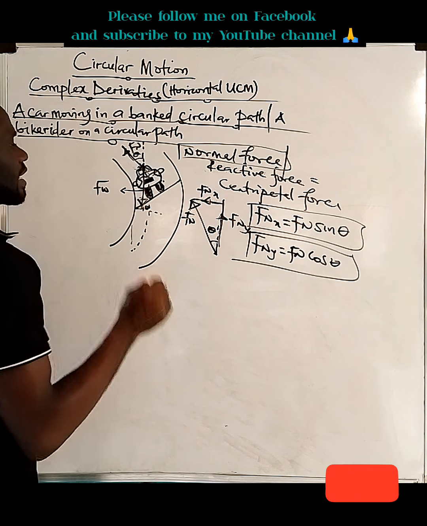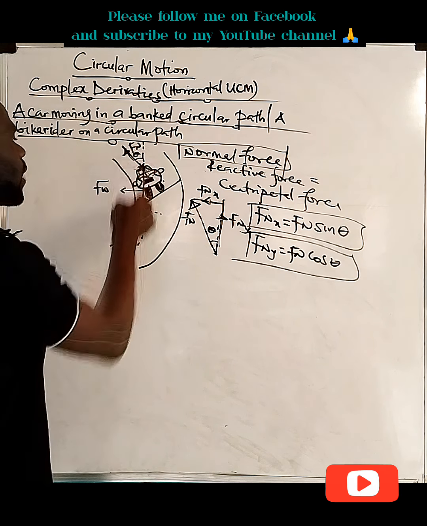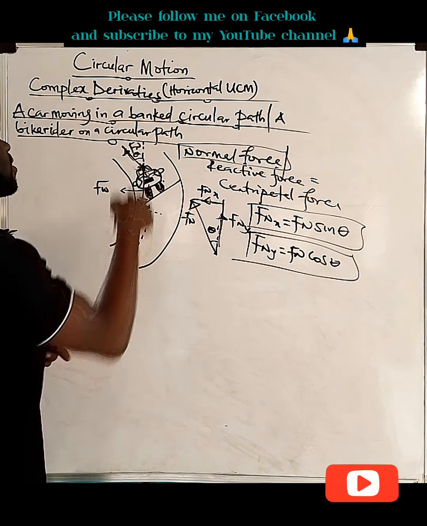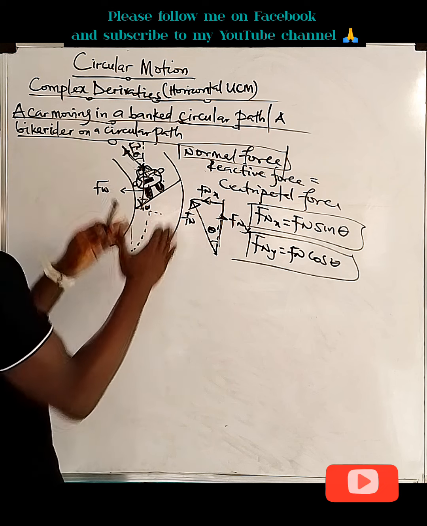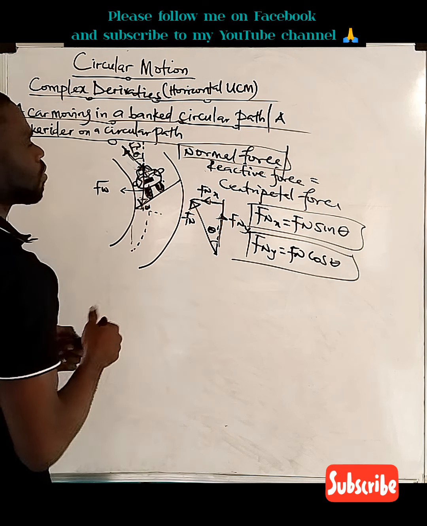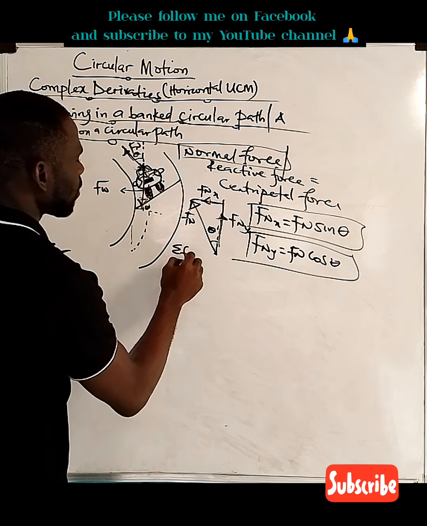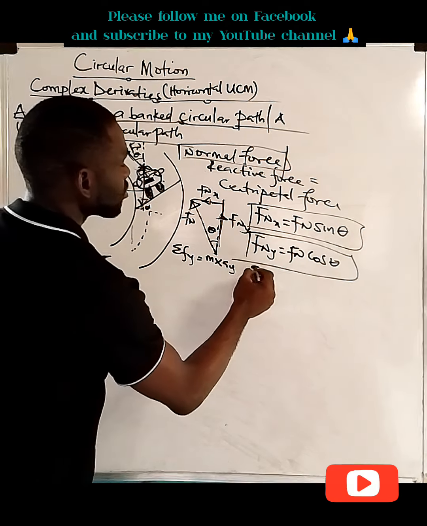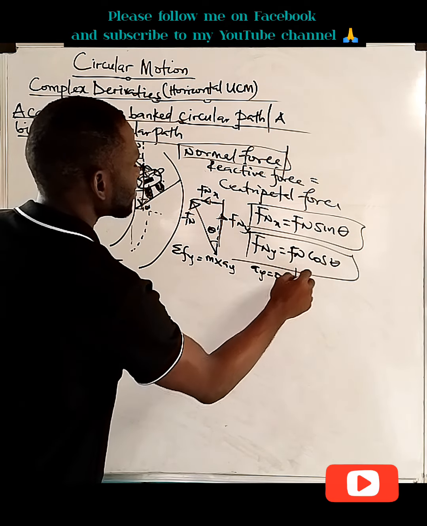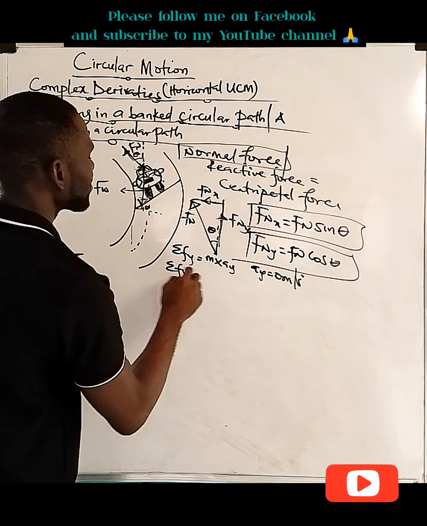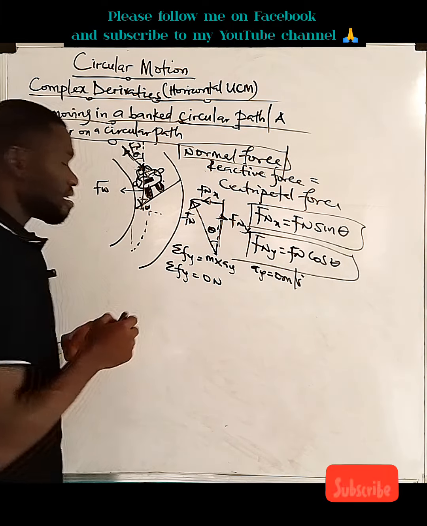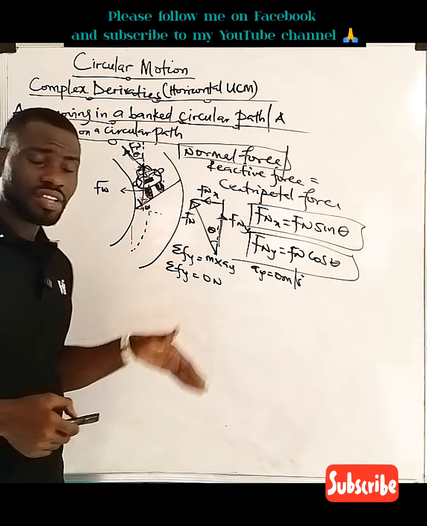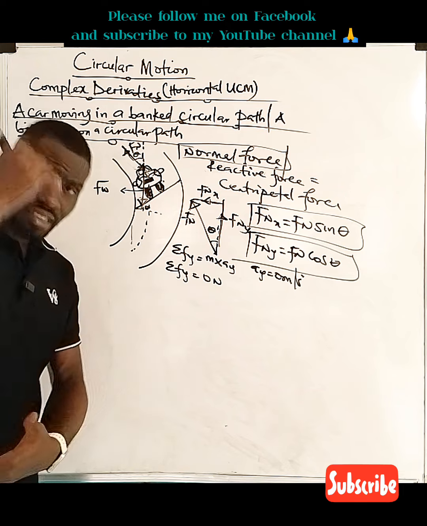So what do we do next? Now let's compare. There's a direct weight from the center of this very car moving in a banked path like this. So when we have the sum of forces along the y-axis, which is mass times acceleration along the y-axis, the acceleration along the y-axis is 0. There's no movement along the y-axis. The sum of forces along the y-axis is 0 Newton. All the forces along the y-axis will cancel out each other because there's no movement along the y-axis.